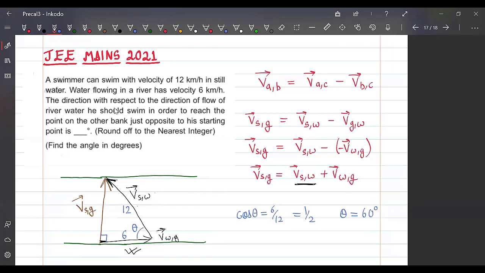But in this case, they have asked the direction with respect to the direction of flow of river water. Means they have asked this direction with respect to the flow of river water. To find the angle between two vectors, you have to put the tails at the same point. If theta is 60, then this angle we have to find will be equal to 120. So the angle that they have asked, between the velocity of swimmer with respect to water and velocity of water with respect to ground, will be 120 degrees. So here the answer will be 120 in degrees. Answer will be 120.